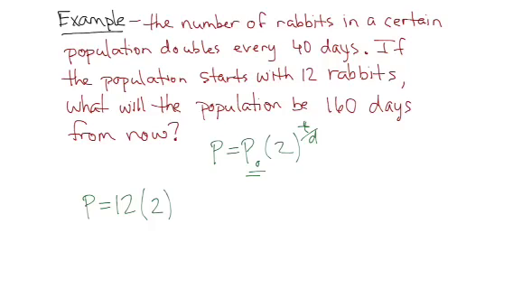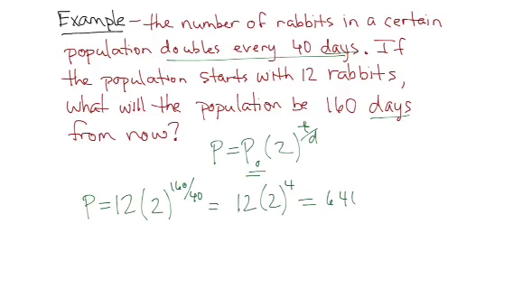So we're measuring everything, seems to be measuring in days. So the days would be 160 days, divided by D. How long does it take for the population to double? And it said back here it doubled every 40 days. All right, so let's simplify that a little bit. That's 12 times 2, and then 160 divided by 40 turns out to just be 4. And if I did that, I would end up with 640.